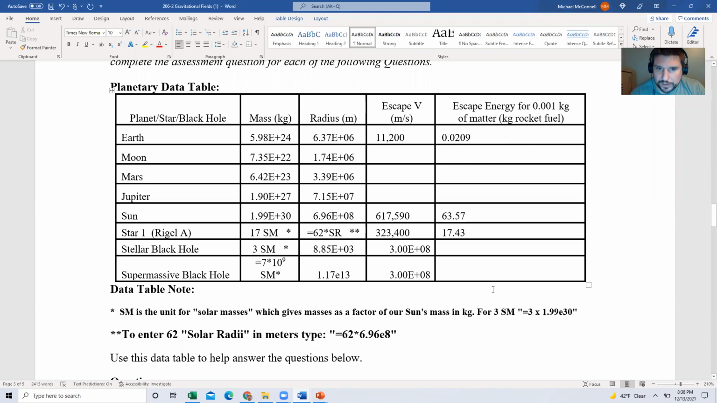So the last thing that I wanted to do is look at a few of these questions. Again, you don't need the escape energy. This is impossible.